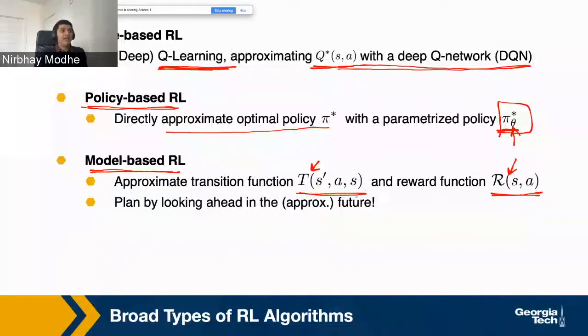And with these approximate transition and reward functions, we can think of going back to the setting of MDPs where we knew the transition and reward functions, but now we know only approximate transition and reward functions. But even with that, what we can hope to do is try to plan by looking ahead, similar to what we did in value iteration or any dynamic programming algorithm.